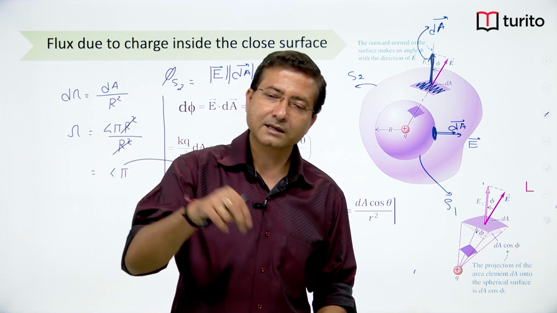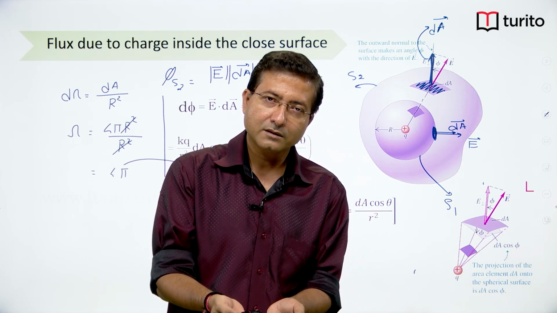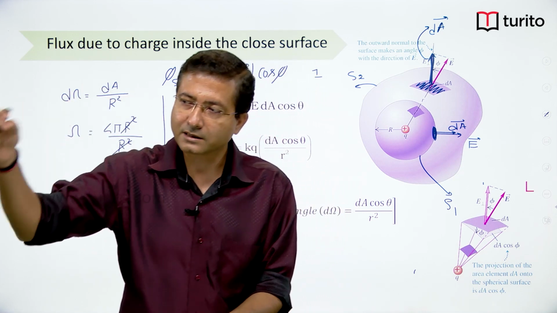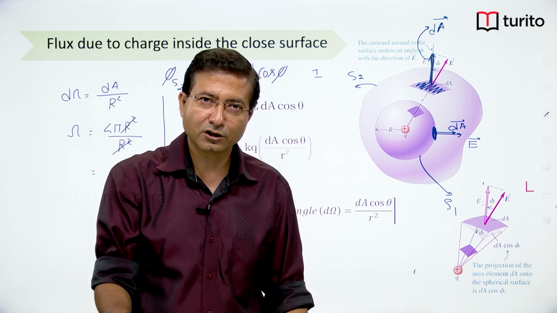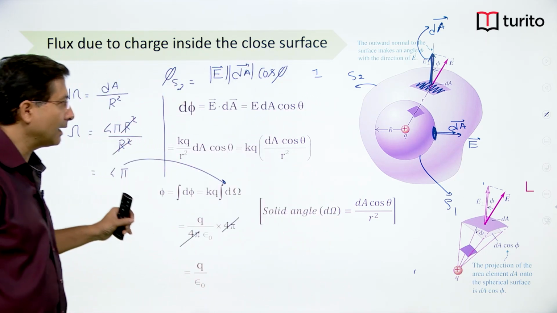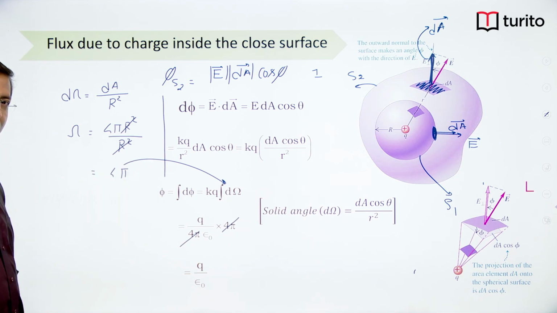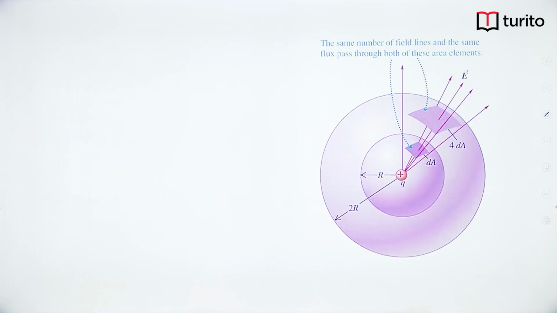So, if the charge is inside the closed surface, the flux associated is q upon epsilon naught. If the charge is outside, the flux associated with the surface is 0. These 2 points we have to keep in mind, and these 2 points are the statement of Gauss law. See, so let us get into Gauss law.